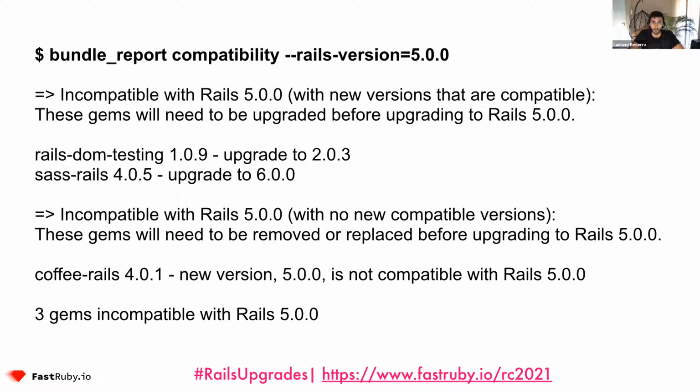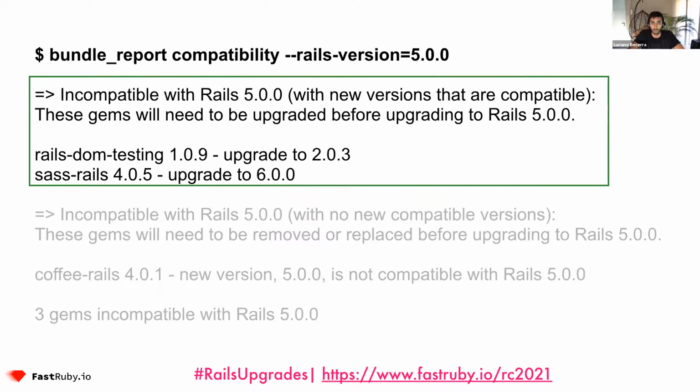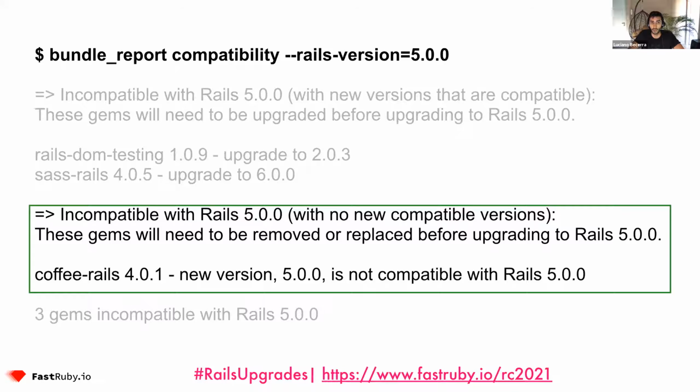When you run bundle_report compatibility, it looks something like this. This is the output from the sample application. As you can see, the first part shows what gems will not work with that Rails version, but have a version of the gem that does work. And the next part of the output shows what gems will not work and don't have a newer version of the gem that is compatible. So you probably need to find a replacement for that gem.